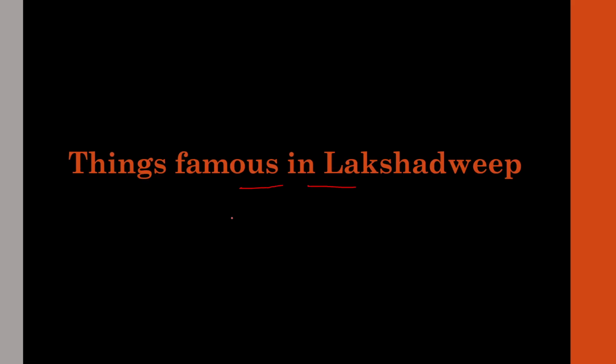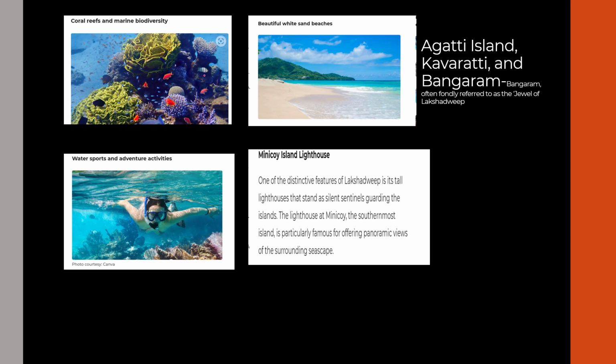Now, things famous in Lakshadweep, let us see this one. You can go to coral reefs, and there is marine biodiversity. Beautiful white beaches like this. Modi ji actually walked on this particular beach. Water sports and adventure activities are there, it seems. I don't believe that it is so well sophisticated over there. The Minicoy Islands lighthouse is there. A lighthouse is nothing but a very big mobile tower like structure, and on that very tall structure a light will be glowing, that is what is called a lighthouse.